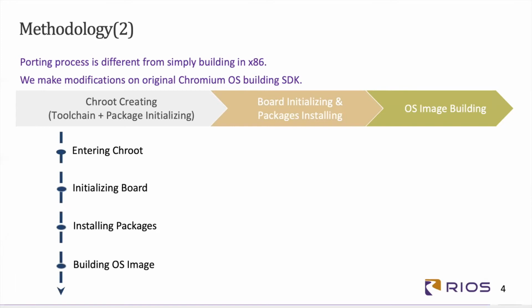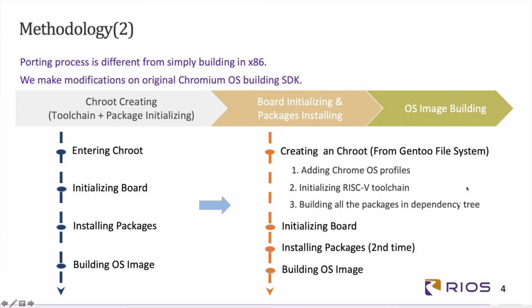The original build flow is like this. It contains about four stages, similar to our main three stages. For the RISC-V porting, the high-level purpose is similar, but there are still a bunch of differences. The main difference is in the first part, since we don't have a chroot image for RISC-V, so we need to build the chroot image from the very beginning. We start from a Gentoo file system. Firstly, we add profiles, both Chrome OS profiles and RISC-V profiles, to the file system.